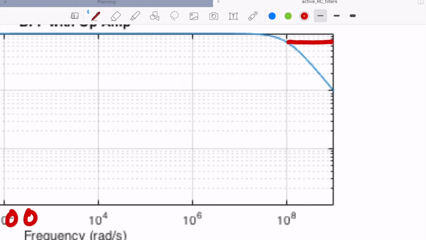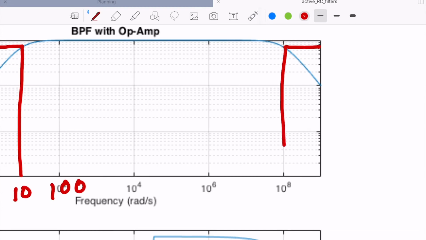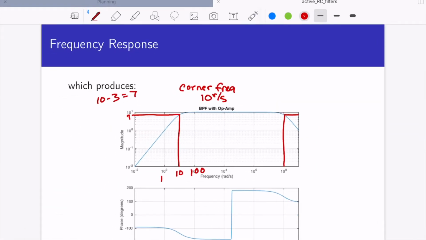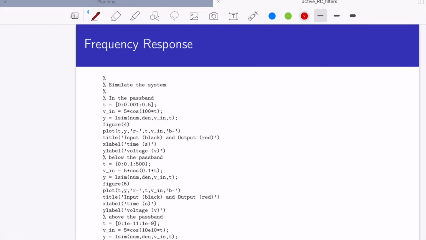And then I come down and read down, and it is 10 to the 8th. So our corner frequencies are 10 radians per second and 10 to the 8th radians per second. That is a very broad pass band. Okay, so there you go. That's a bandpass filter. Now let's see what this really means in practice.